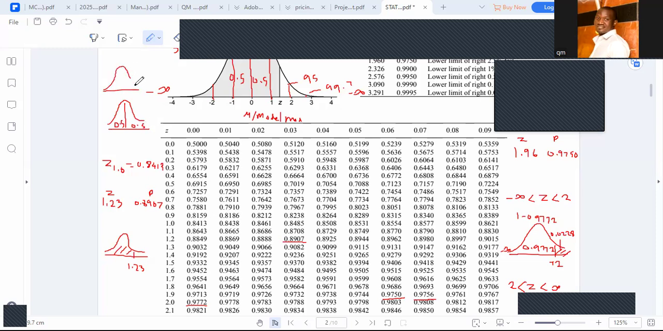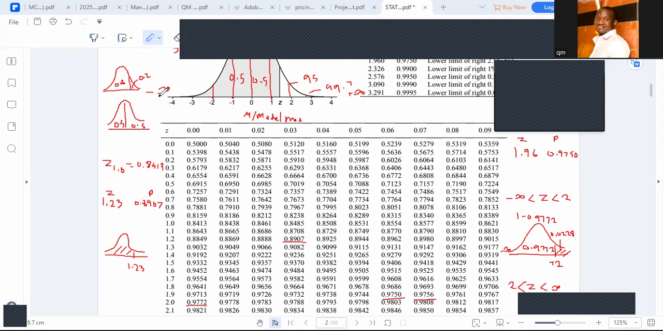Let's go again. The area from here to here is 80%, 0.8. What is the remainder from here to here? It's 20%, 0.2. Are we agreeing? Yes. Now, all areas are coming from negative infinity to positive infinity here.